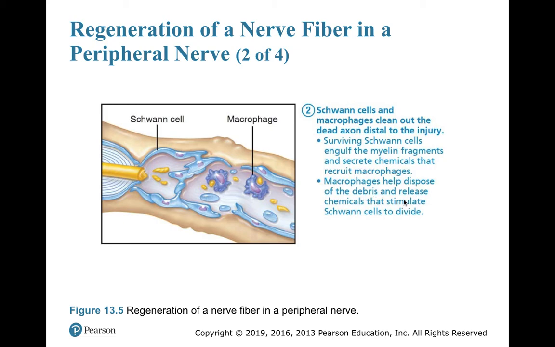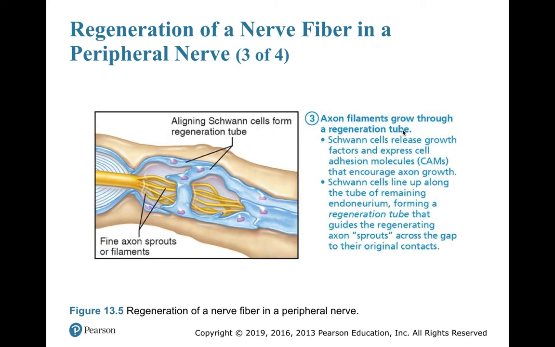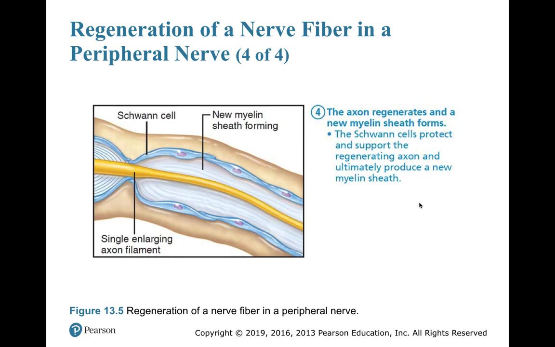Macrophages will help dispose of the debris, release chemicals that stimulate Schwann cells to divide, and the axon filaments will grow through that tube as the Schwann cells release growth factors expressing cell adhesion molecules. The Schwann cells would line up along the tube of the remaining endoneurium, forming a regeneration tube, and that allows the axon to sprout and continue their original contacts. And the Schwann cells would continue to protect and support that regenerating axon until a new myelin sheath is produced.